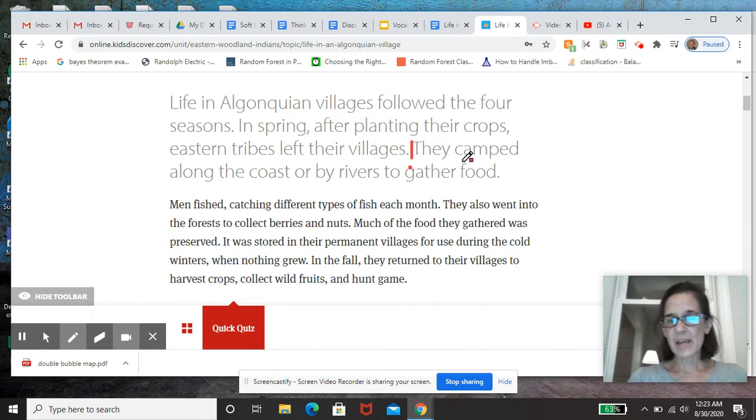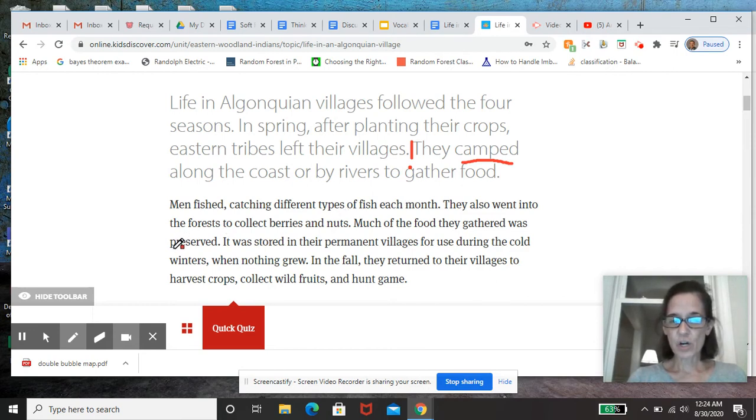But it does say they're camping. So maybe they're not really moving. We'll read to find out. Men fished, catching different types of fish each month. They also went into the forest to collect berries and nuts. Much of the food they gathered was preserved.